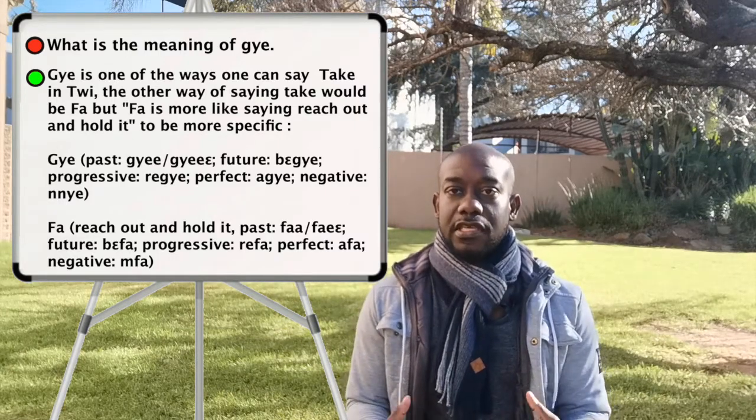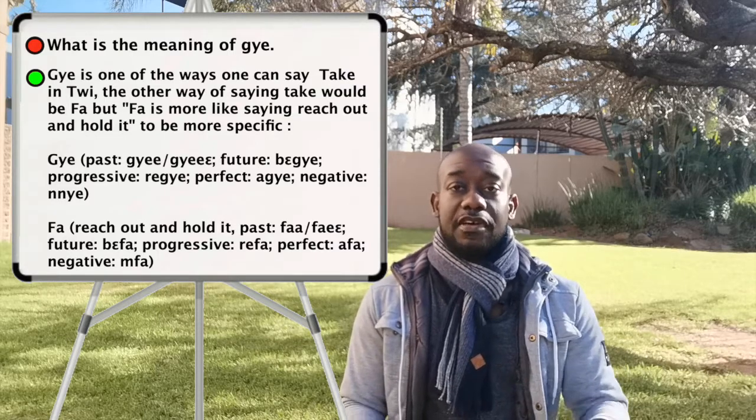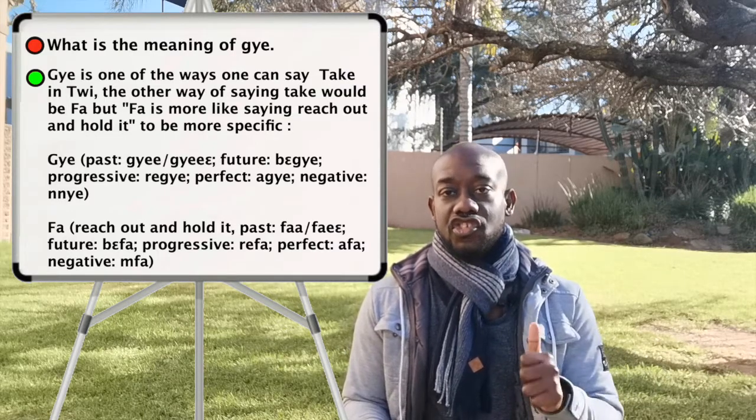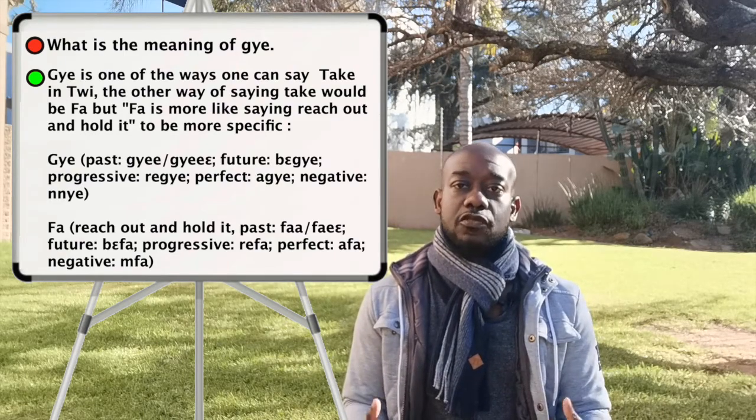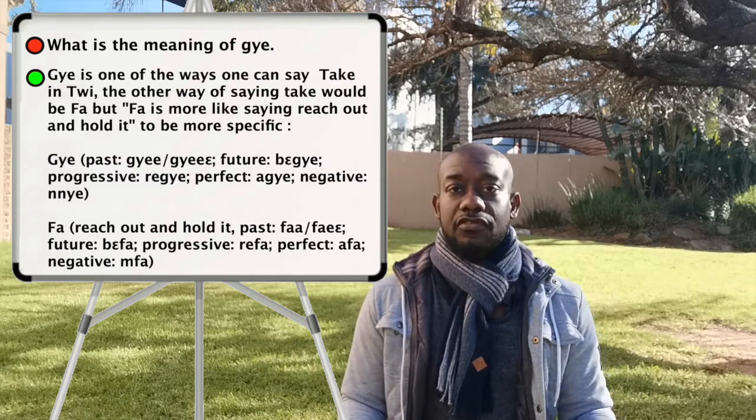So take in Twi in its essence can be said in two ways, but the primary way of saying take in Twi is J. But one can also use fa as well, but it all depends on the context in which you're using it. But a simple take in Twi is J.